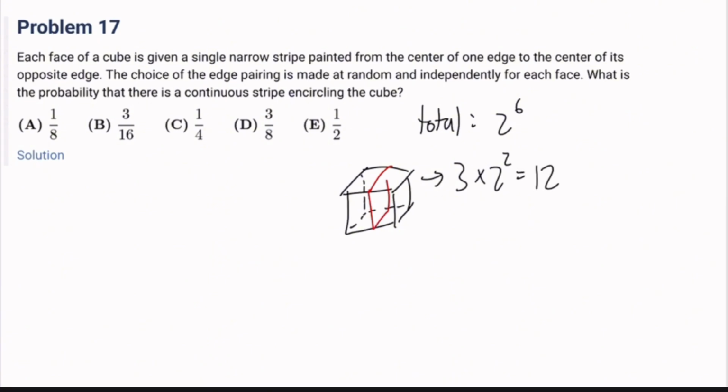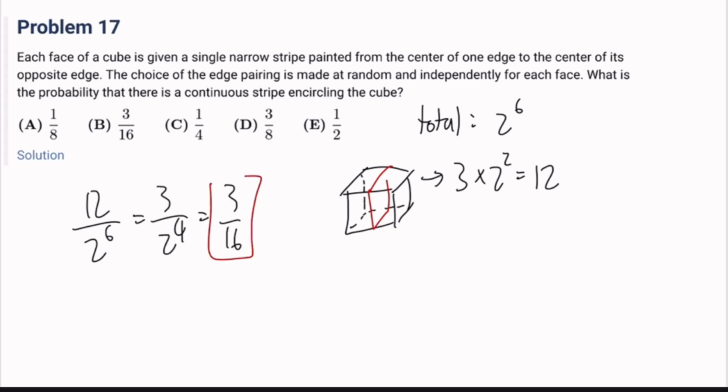This is going to be 12, right? So it's going to be 12 over 2 to the 6th power. This is 3 over 2 to the 4th power, which is 3 over 16. So this is going to be the answer. It's B.